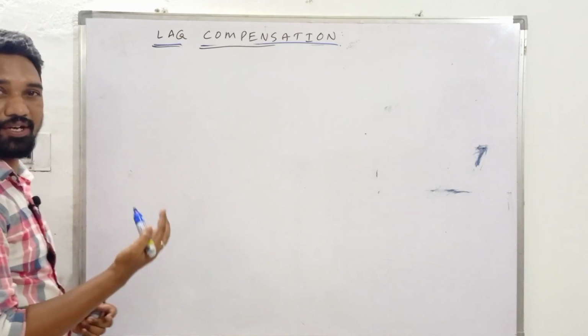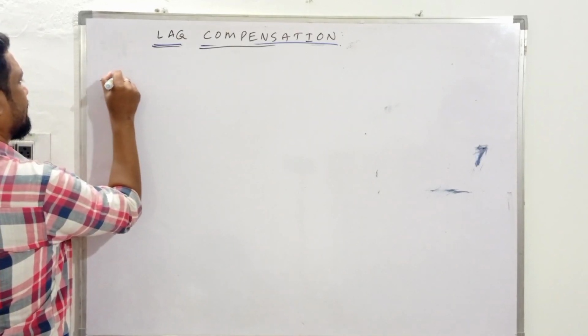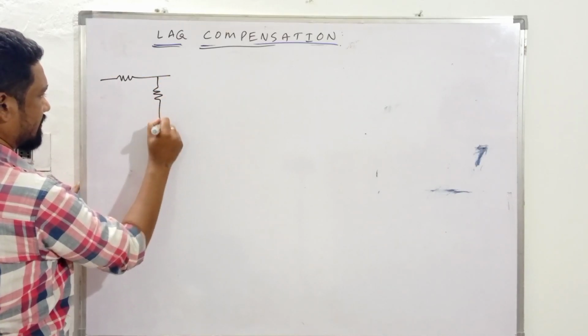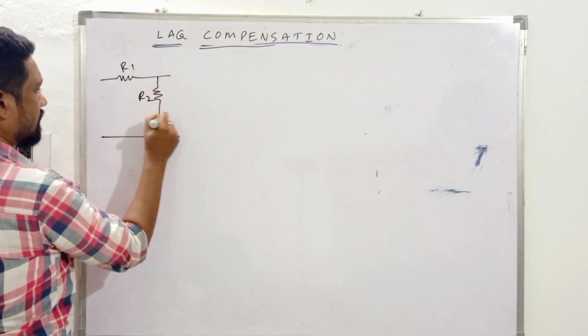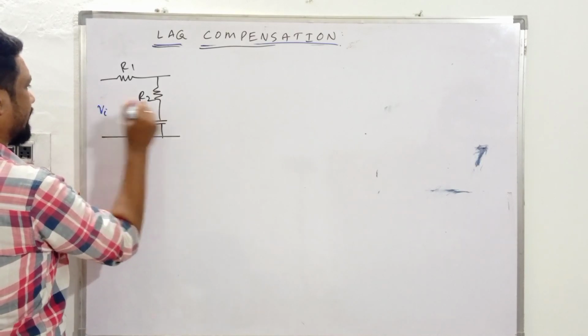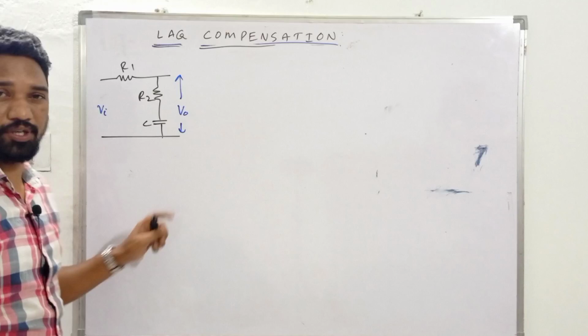All right, how does the network look, guys? Here we have a resistor, and another resistor and a capacitor. Giving the names, they will be R1, R2 and C, and probably this will be the input and this will be the output. And we make use of the potential divider rule.